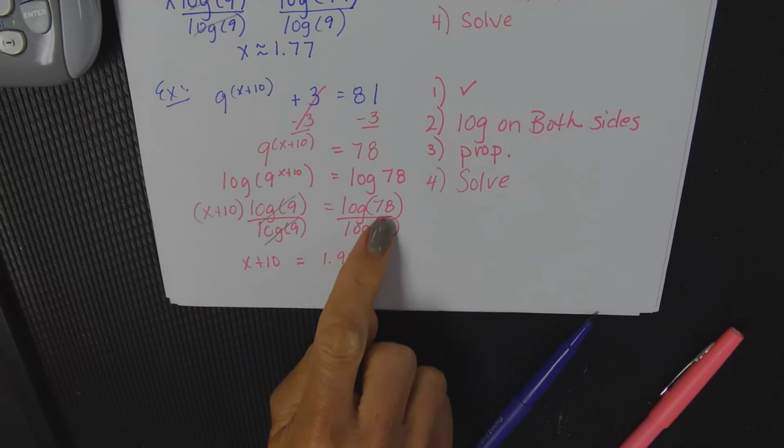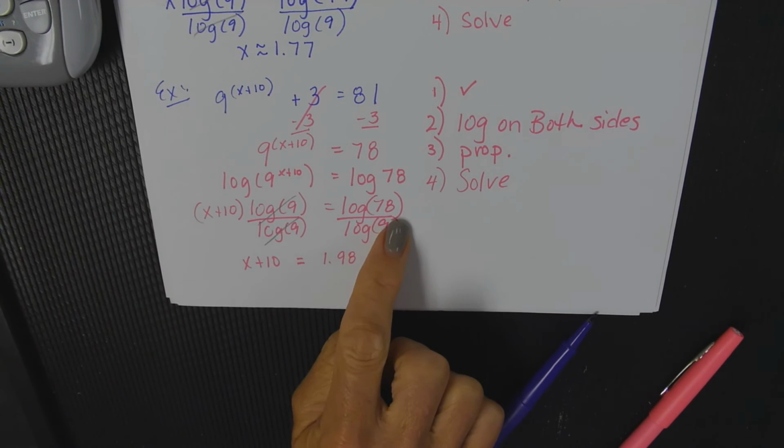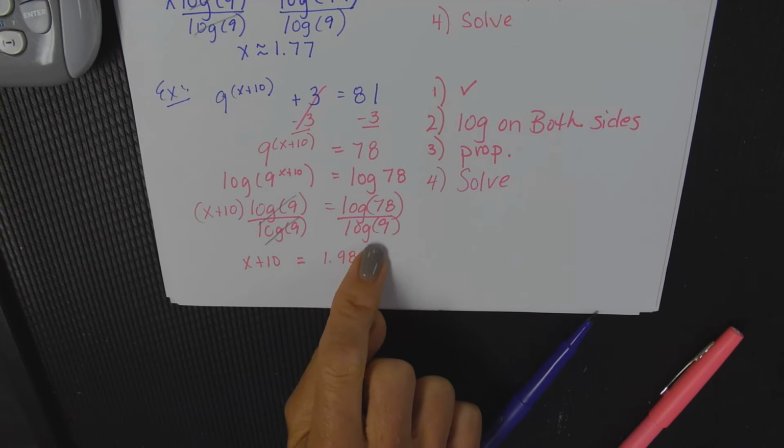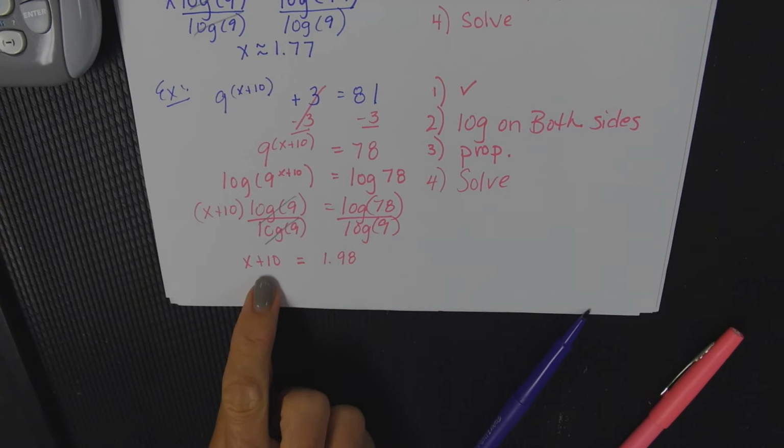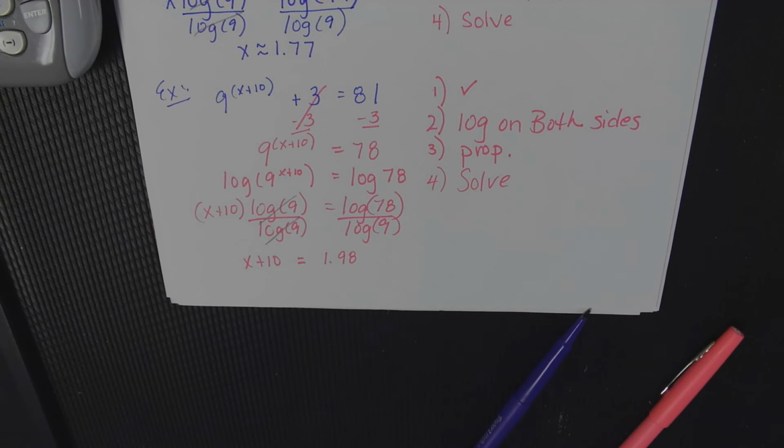If you didn't know where that came from, in your calculator you just do log 78 divided by log 9. Guys, now it's really simple math. You subtract what number? You should get a negative number.